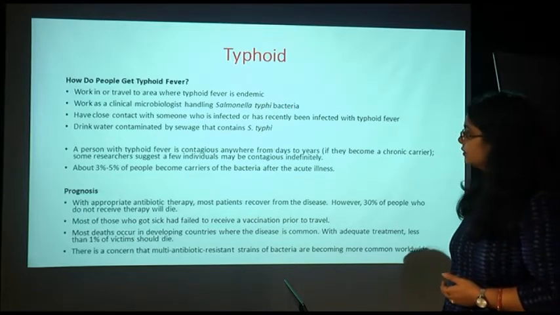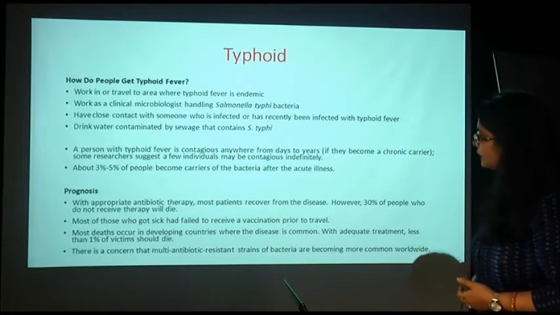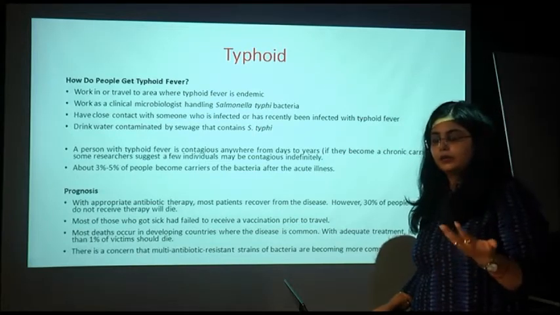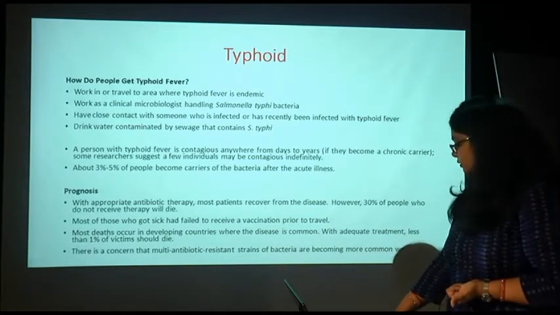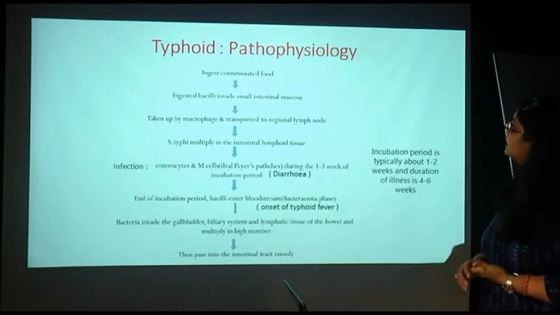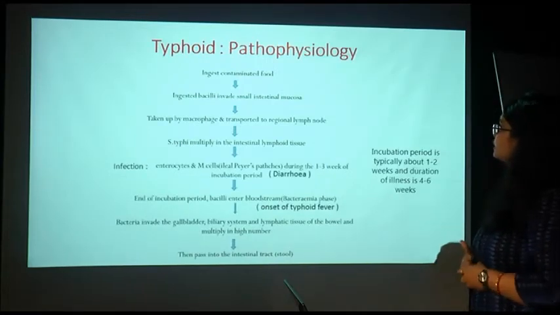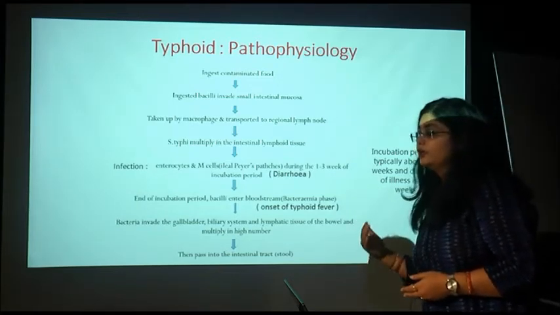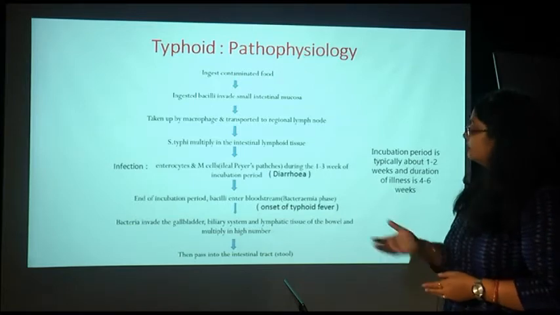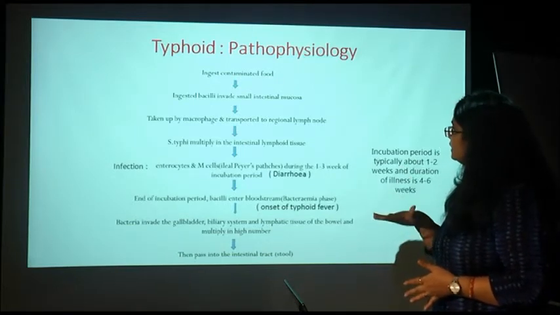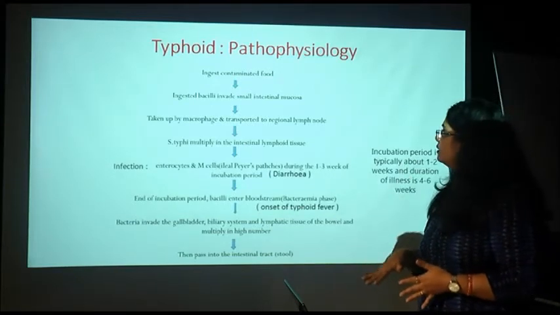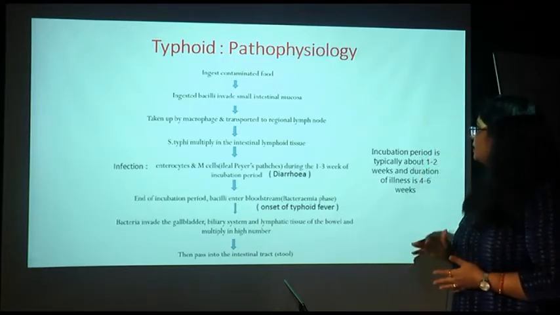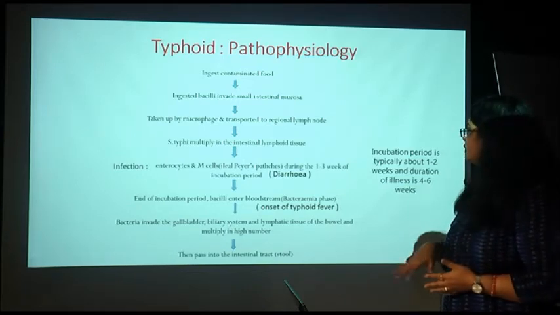Now this is an emerging concern: the Salmonella bacterium has started to become multi-antibiotic drug resistant. Okay. So this is the pathophysiology of typhoid. What happens is that the bacterium enters the body through contaminated food. The bacillus goes to the small intestine and then invades the intestinal mucosa. There it is taken up by macrophages and transported to the regional lymph node.